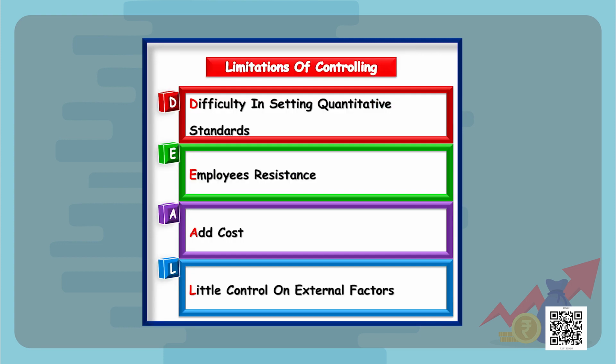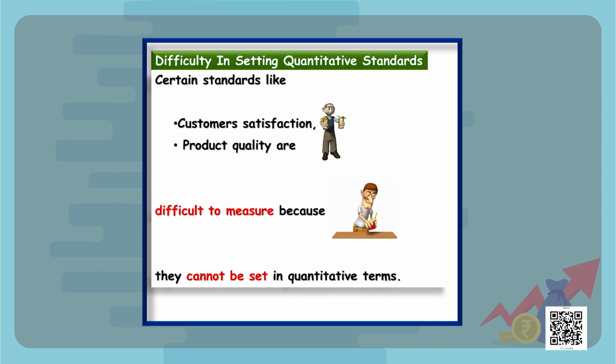Let's discuss the limitations of controlling. The first limitation is difficulty in setting quantitative standards. Certain standards like customer satisfaction and product quality are very difficult to measure in quantitative terms. Hence, the management should take steps to set standards in terms of quantities.